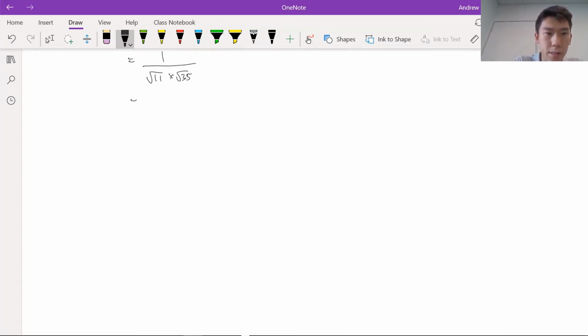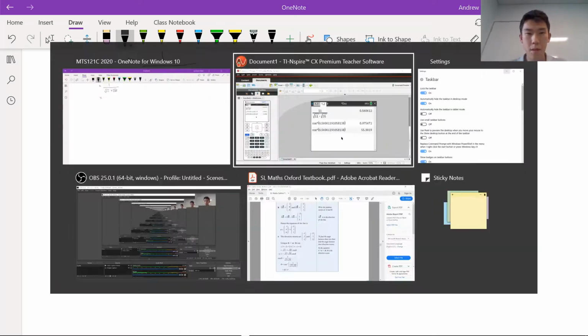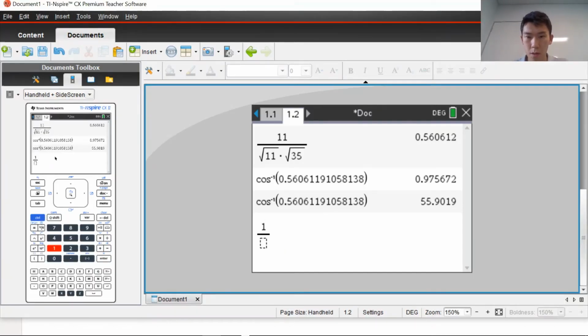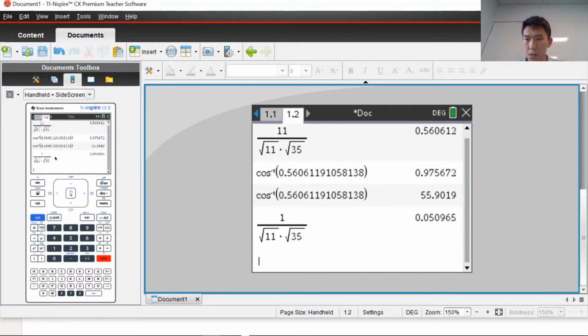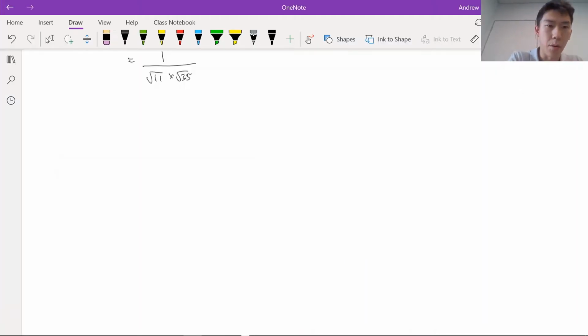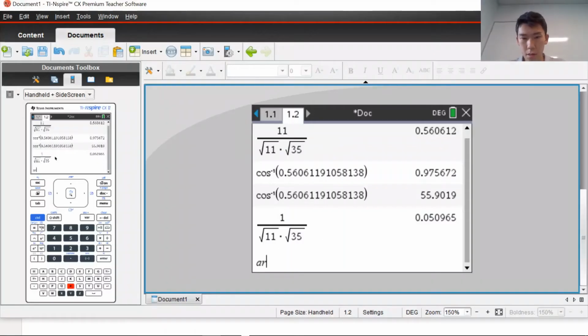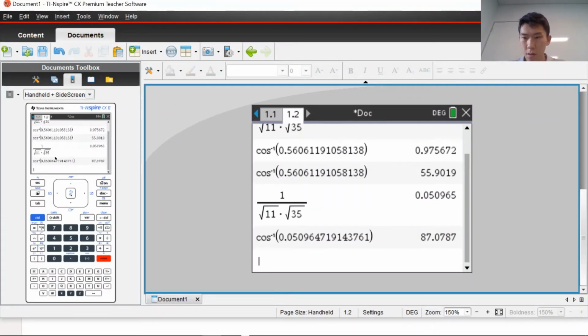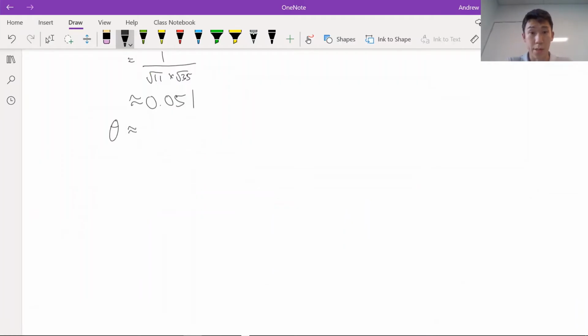And let's calculate this. 1 over square root 11 times square root 35, which is 0.05. Let's round to 0.051 approximately. So that means θ, if we use arccos, is, to 3 sig figs, let's go with 87.1 degrees.